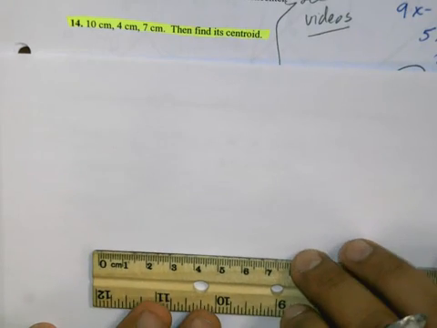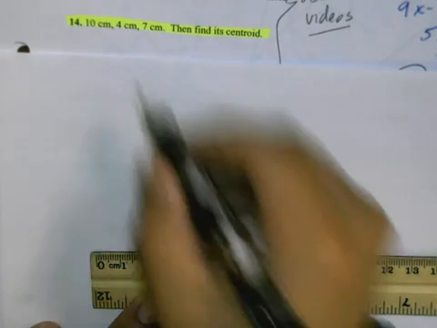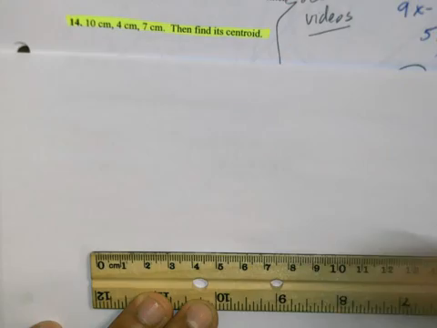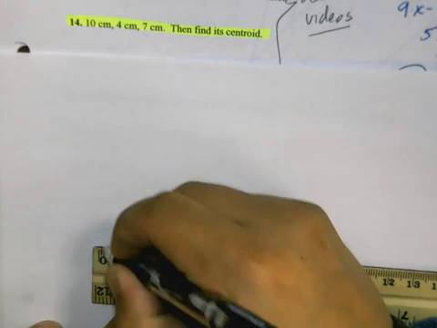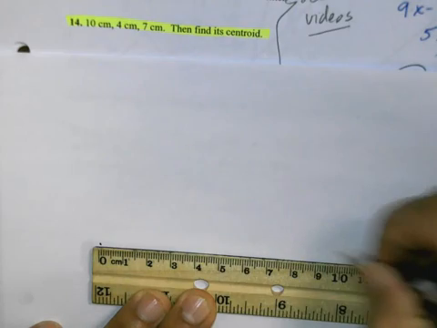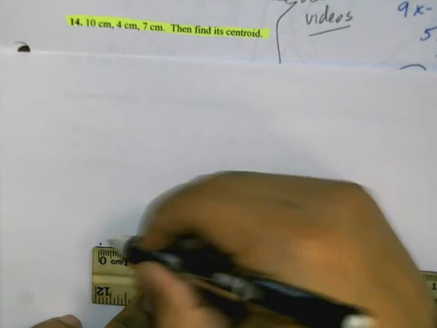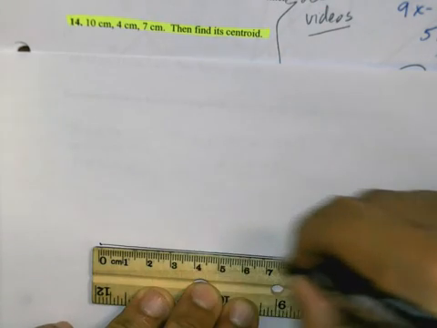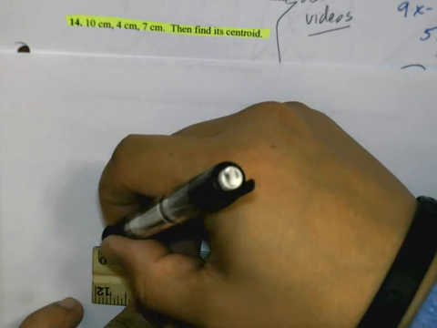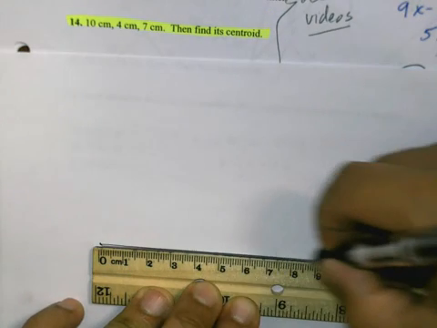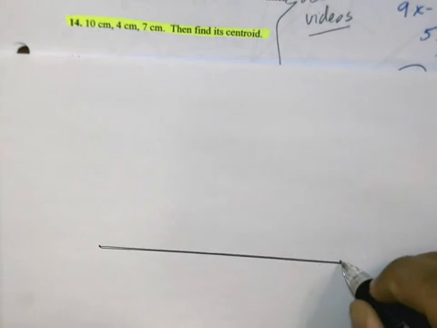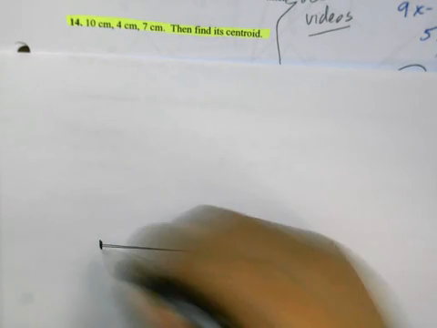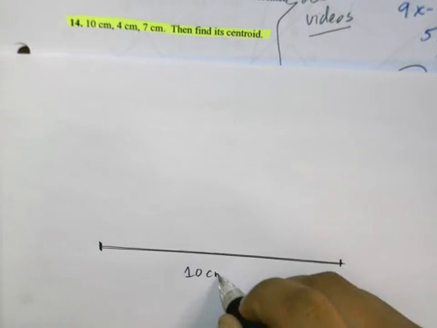So the way to approach this is to start out. I like to make the largest length first. You certainly do not have to, but I like to start off with that first because that's a little bit more difficult to make when you do it later. So this length here is 10 centimeters.